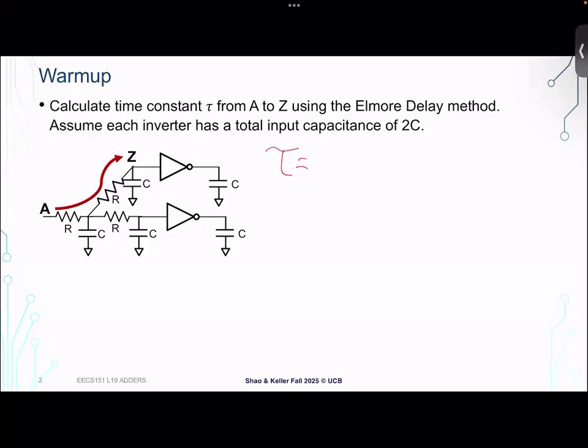Okay, so let's practice our tree walking on this warm-up here. Recall that we start with tau of 0, and then we add to it for each step along the tree, each step along the path. Every time we get to a resistor, we need to look at all the capacitance downstream of that resistor. So we'll walk along here. Okay, we found our first resistor. And so this step of the delay has a time constant of R times all of the downstream capacitance. So can someone remind us what we mean by downstream capacitance? A little more precise definition?